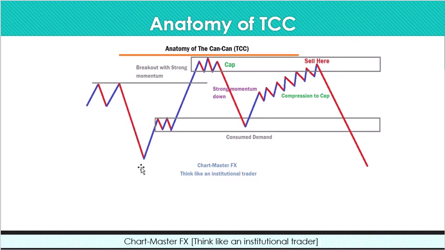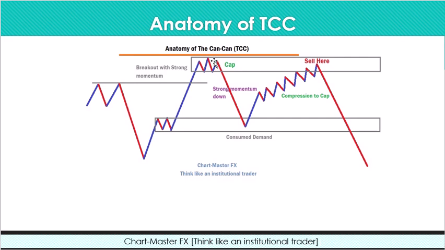Once the price drops down, it goes up. Once the price goes up, it creates a base somewhere along here as the price is going towards creating a cap area. Once we have this condition, then we wait for this resistance to be broken in order for the conditions of the TCC to be valid. Once this resistance has been broken, it should be broken with great momentum. There should be momentum of price here as the price is creating a cap area.